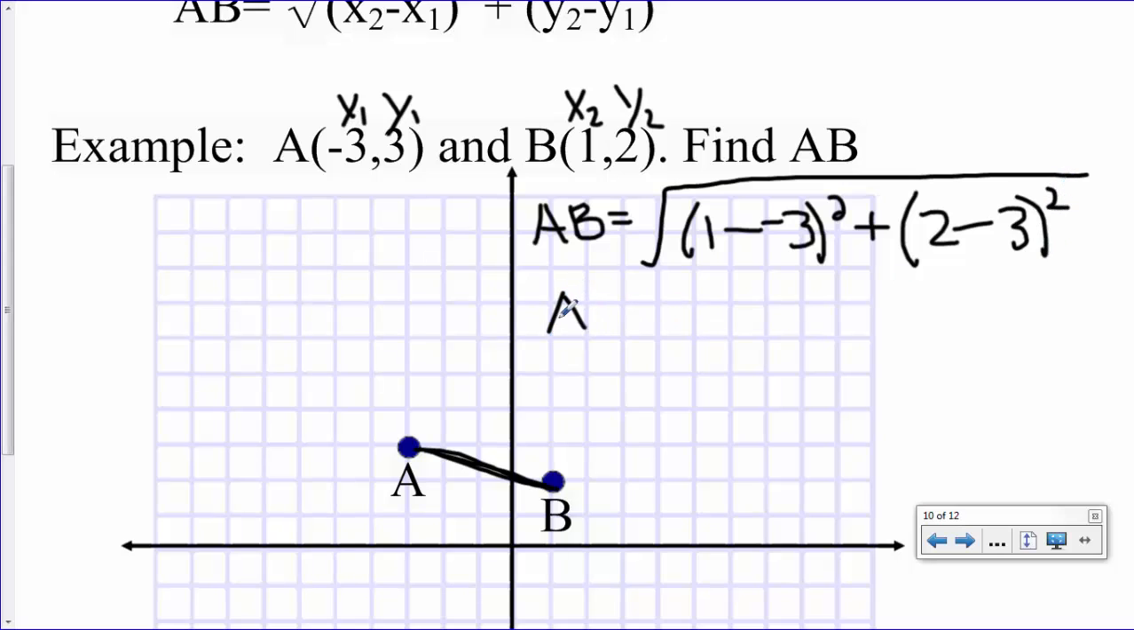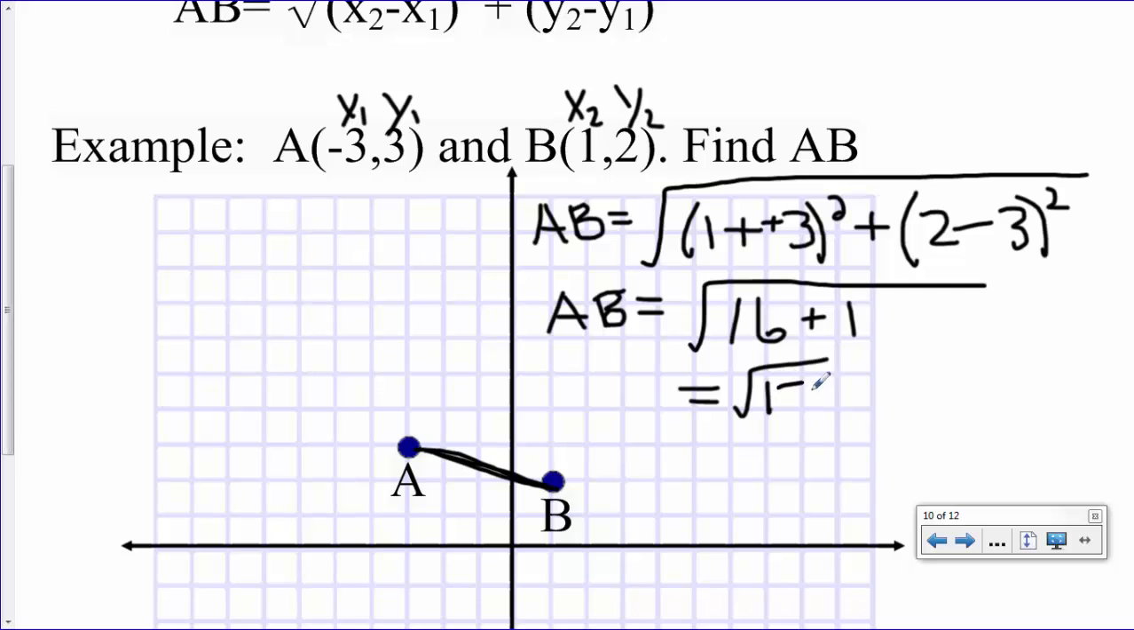Now we'll simply do the math to solve it. Minus a negative will become plus a positive. 1 plus 3 is 4. 4 squared is 16. 2 minus 3 would equal -1. -1 squared is 1. 16 plus 1 is 17. We can leave it in square root form. If you prefer, you can use your calculators to figure out a decimal for the square root of 17.